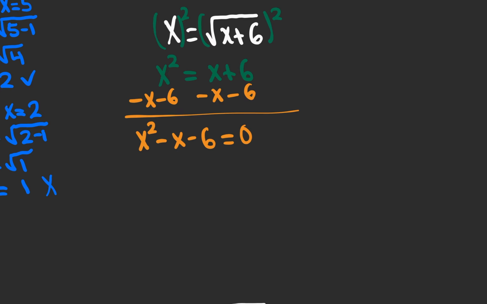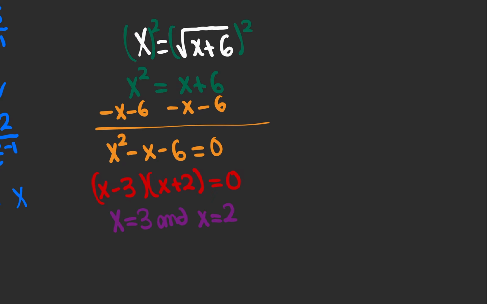Now we will find the factors of x squared minus x minus 6. In this case scenario, we notice right away that the factors are going to be x minus 3 and x plus 2. Why? Well, negative 3 times positive 2 will give you negative 6. Negative 3 plus 2 will give you negative 1, which is the middle term. From there, we then set our factors to be equal to 0, and we get x is equal to positive 3 and x is equal to positive 2. From there, we check for extraneous solutions.